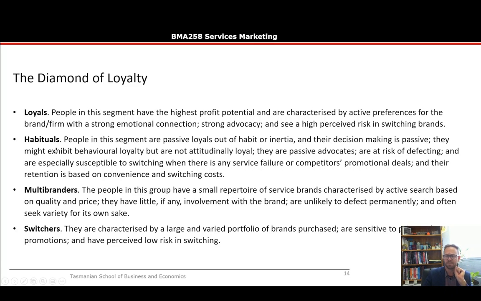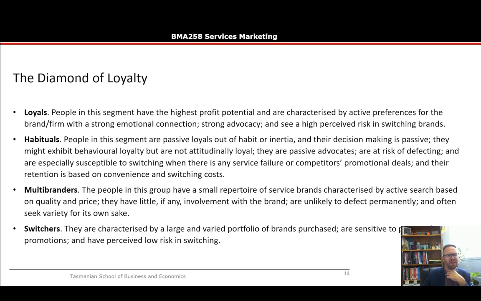Right now, habituals. People in this segment are passive loyals, and they purchase out of habit or inertia, and their decision making is passive. They might exhibit behavioural loyalty, but not actually attitudinal loyalty. So they're loyal in what they do because they just keep buying again and again, but they don't actually feel emotionally connected to the business. They are passive advocates. It's like, oh, what's that like? Yeah, it's fine. It's not like they're going out there evangelizing for your business. They're just a positive, passive benefit for your business.